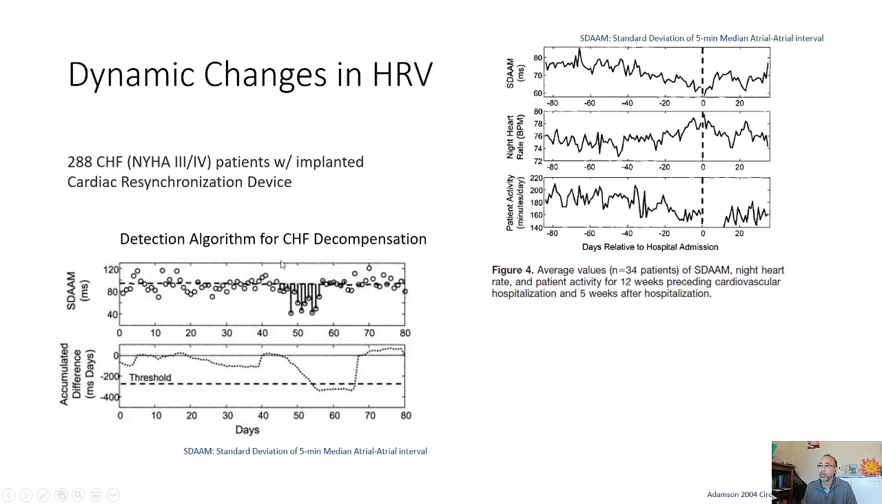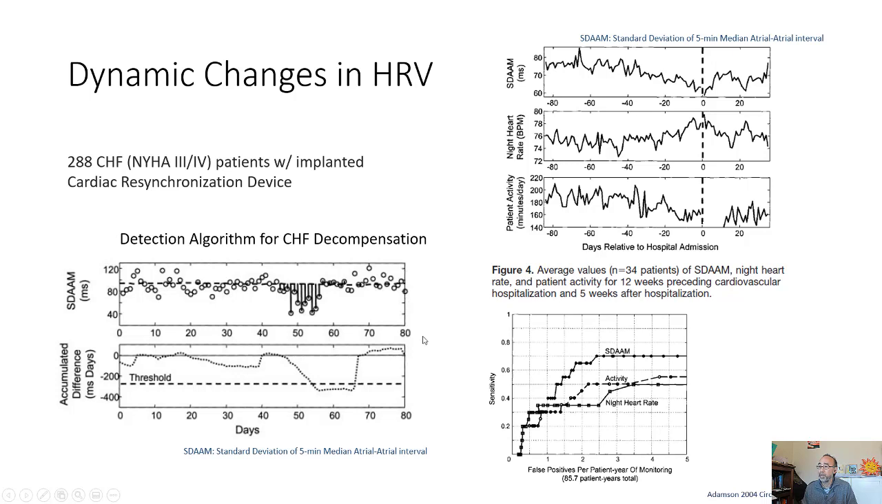They created a detection algorithm for this decompensation in CHF. Essentially, they took a mean and then found the periods where you had consecutive decrease below the mean, and you had accumulated difference, and then they decided what the threshold would be to activate this decompensation algorithm. And this decompensation algorithm did a great job in detecting those individuals who ultimately got hospitalized. It did a better job than physical activity and even night heart rate.